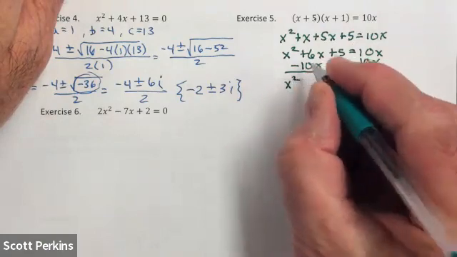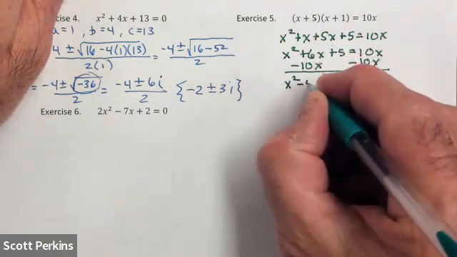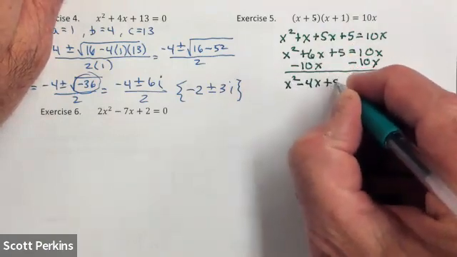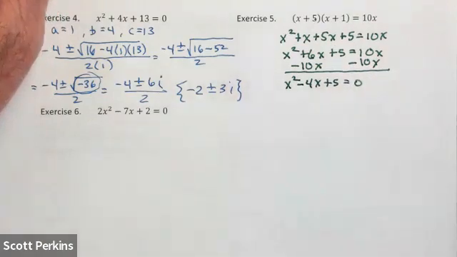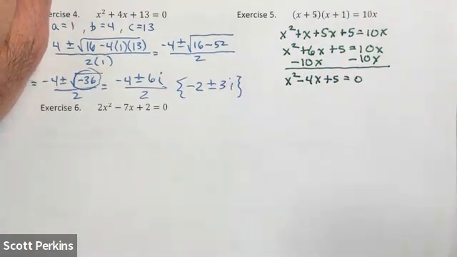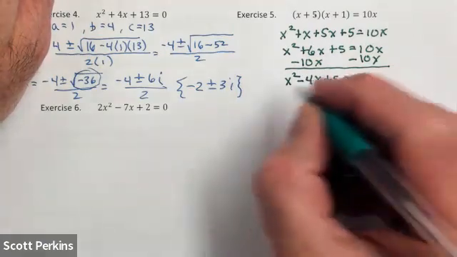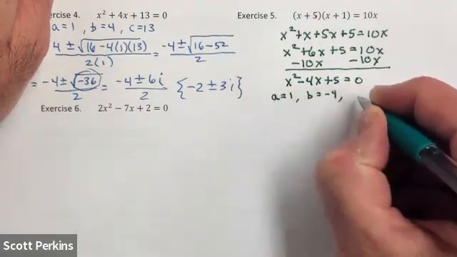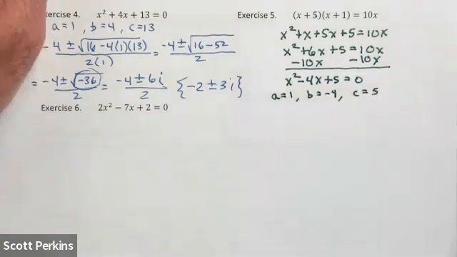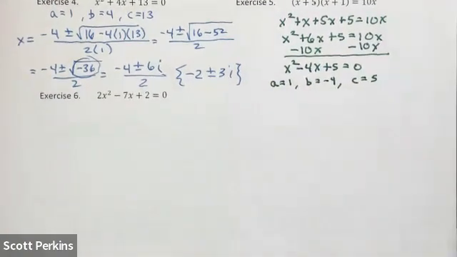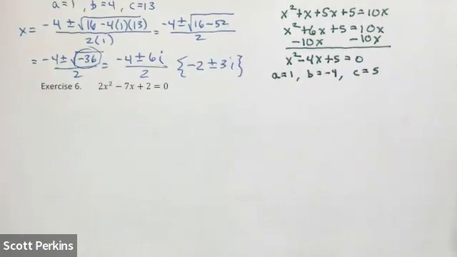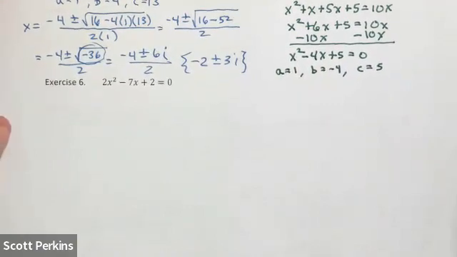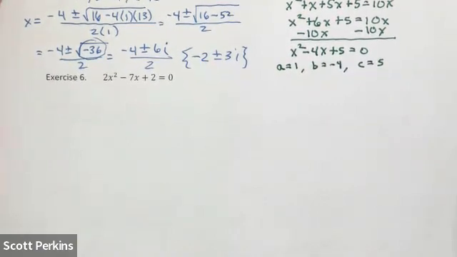So I've got x squared, 6x minus 10x is negative 4x, plus 5 equals 0. So my value of a, your value of a, hopefully you've been plugging this in already. a is going to be 1, b is negative 4, and c is 5. So I'm going to give you a little bit more time in case you stumbled around on the arithmetic, which is easy to do. You can finish that up.